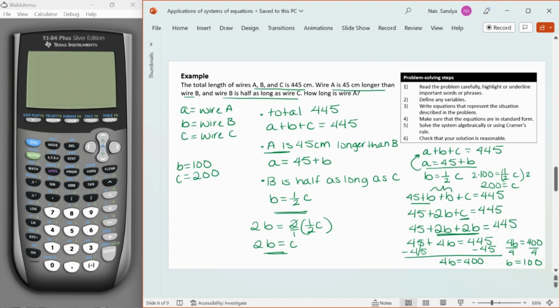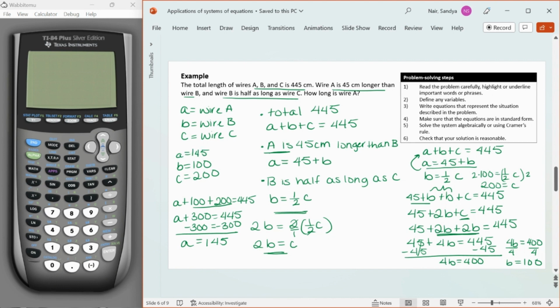And then now let's go back and figure out a. Well, a plus b, which is 100, plus c, which is 200, equals 445. So if I combine these two terms, I have a plus 300 equals 445. So I can now solve this equation by subtracting 300 from both sides. And so that's going to give me a equals 145. Okay, so a equals 145.